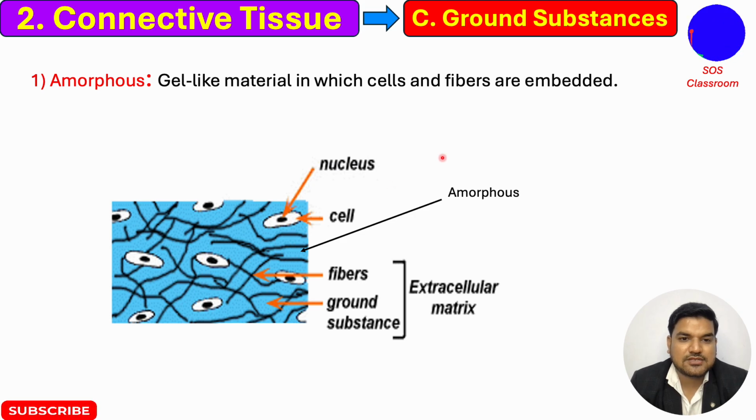So first is the amorphous. Amorphous means the gel-like material in which the cells and fibers are embedded. Like the cytoplasm in the cell, it is the same as the amorphous material in the extracellular matrix. You can see this is the nucleus and this is the amorphous. So this is the gel-like material present in the extracellular matrix. These are the fibers and these are the ground substances.